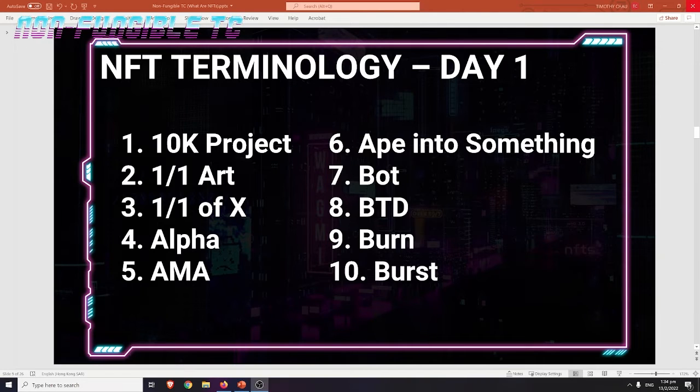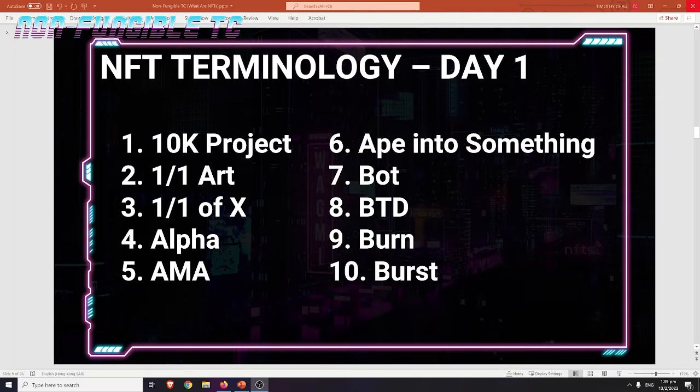10K project basically refers to NFT collections consisting of approximately 10,000 non-replaceable tokens. The most prominent example would be the CryptoPunks collection that emerged in 2017. So 10K project basically means it has 10,000 pictures or 10,000 NFTs in that collection.